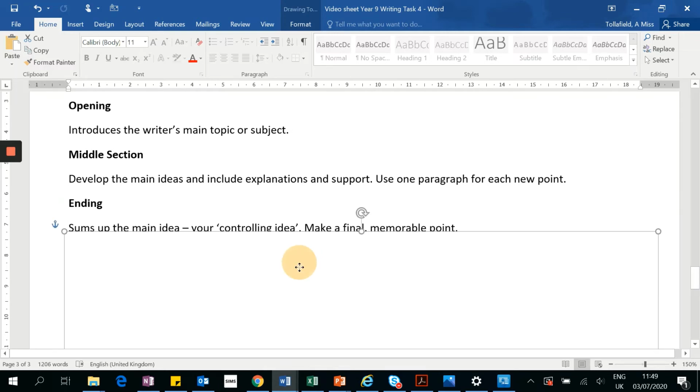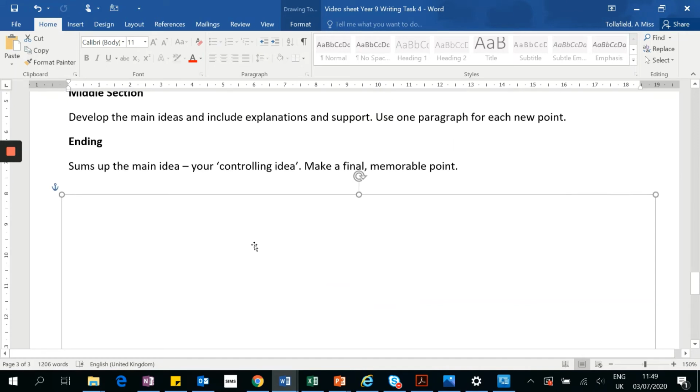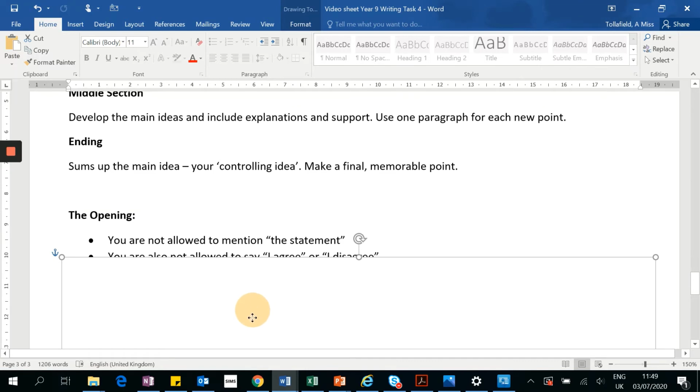Your ending then is going to sum up your main idea, and that's that controlling idea, that message you want your reader to be left with, and that's got to be repeated all the way through so it's really clear and really focused. So in the ending here, you're going to make your final point. And a really good tip here is to link it back to your opening paragraph. So you can use some of those keywords in your opening sentence perhaps, and repeat them in your final sentence. We're going to have a little look then at the opening in more detail.